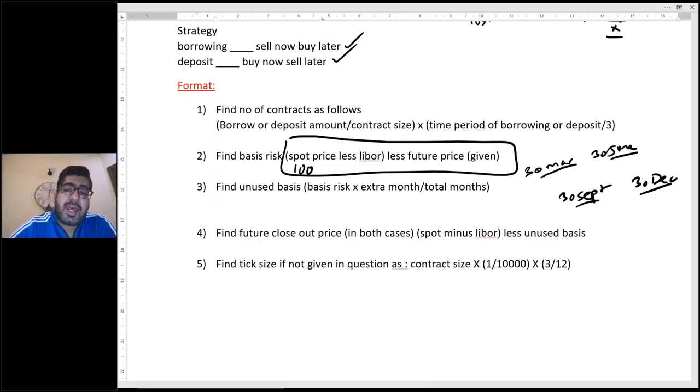Now let's suppose you need to borrow or deposit on 30th March. So you take a 30th March future rate locking contract. If you need to borrow or deposit on 30th June, you need to take a 30th June contract.